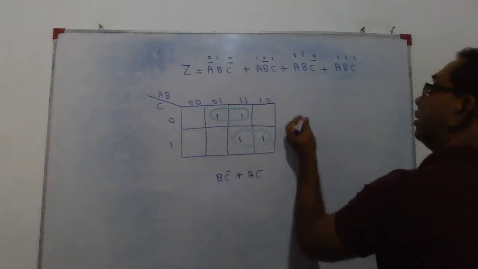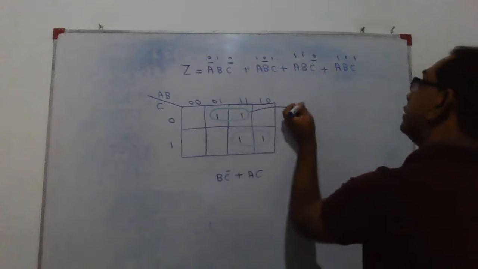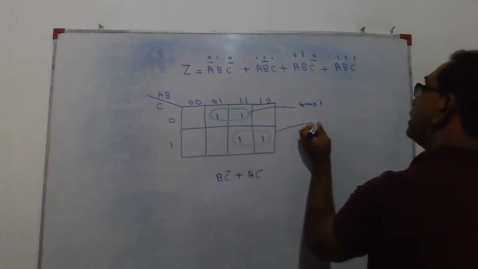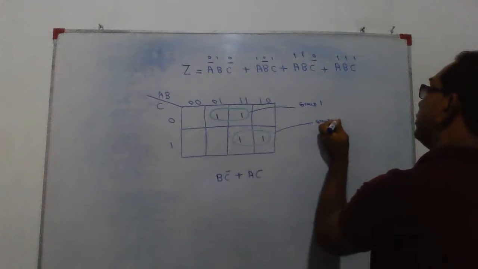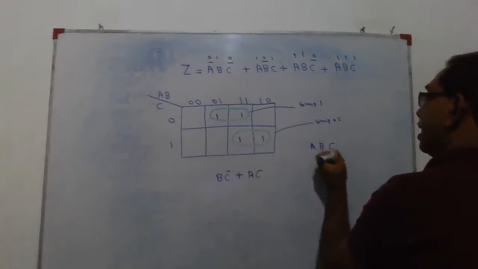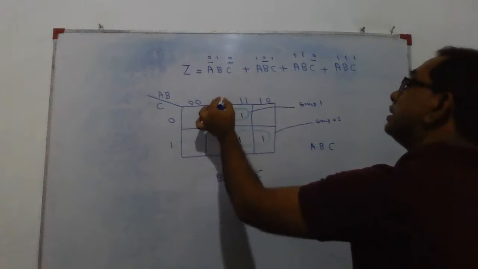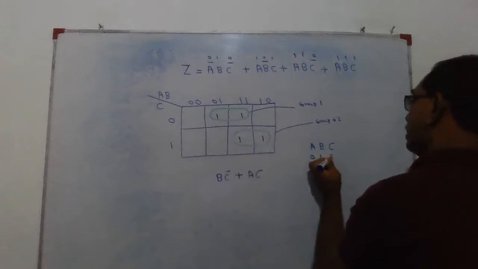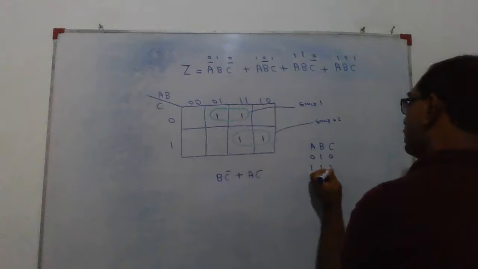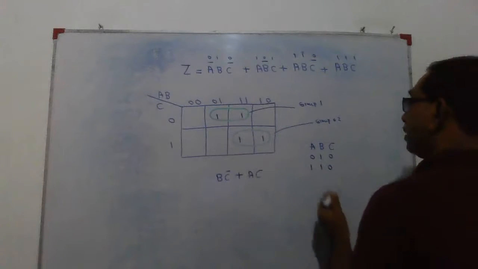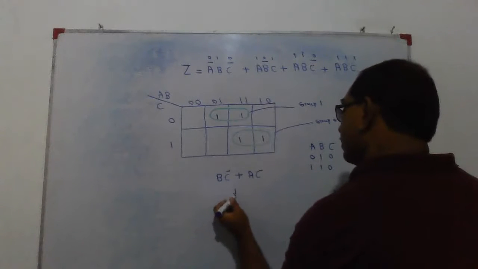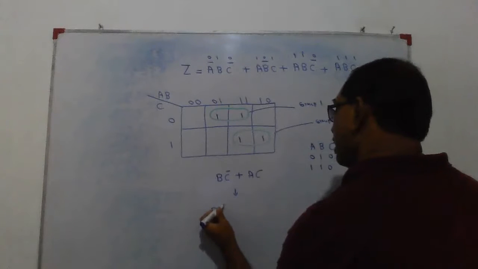What we have is 2 groups. So take this one as group 1 and take this one as group 2. I would like to take group 1. I have A, B and C. First cell says 0, 1, 0. Second one says 1, 1, 0. Now from here, what is common? B and C bar. So it takes the same B and C bar.